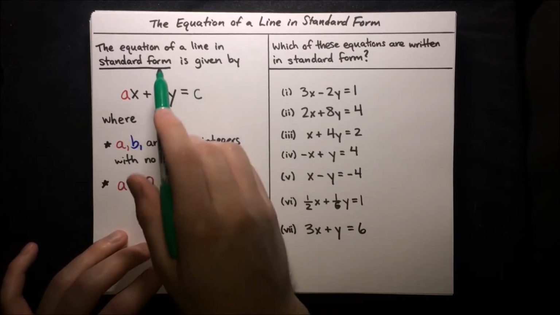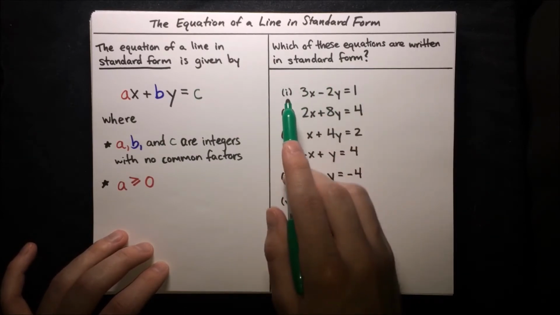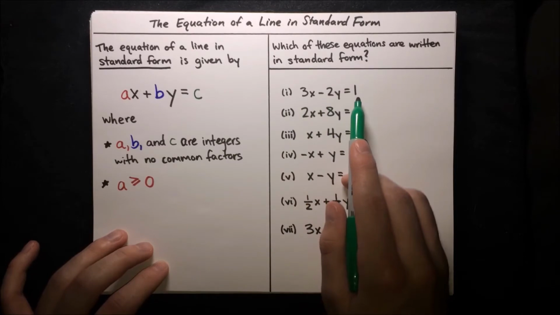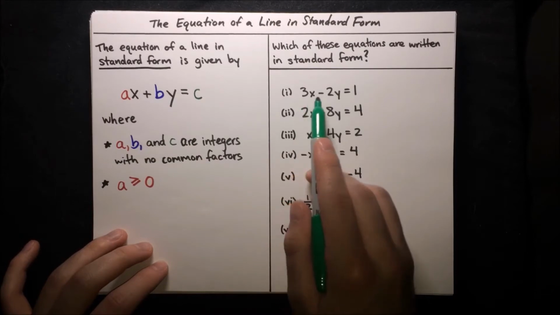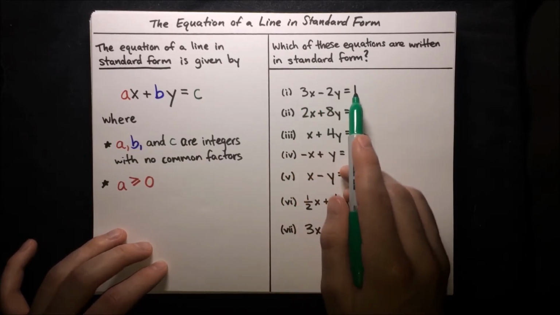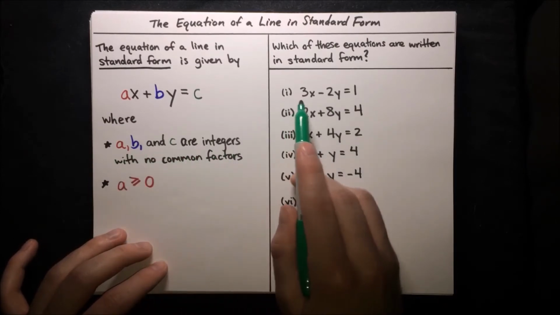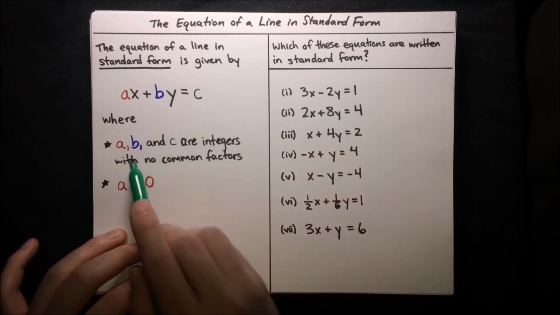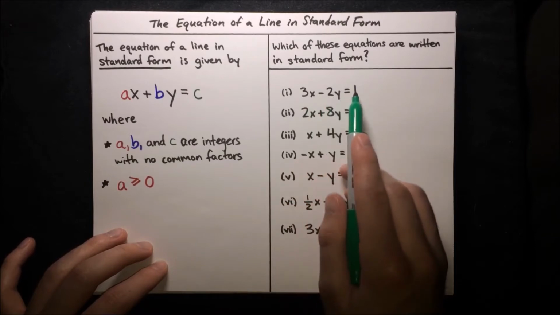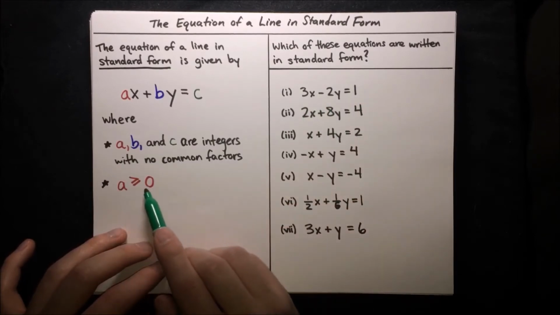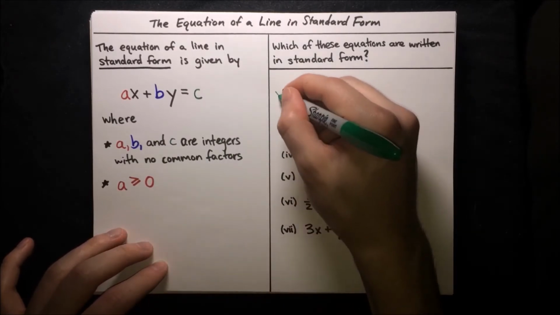So now that we know how standard form is defined, let's ask which of these equations are written in standard form. First equation, 3x minus 2y equals 1. We can see this takes the form ax plus by equals c, with a is 3, b is negative 2, and c is 1. So we just need to check these two conditions. First of all, are a, b, and c integers? Yeah, 3, negative 2, and 1 are integers. And do they have no common factors? Yeah, there's nothing that goes into all of 3, negative 2, and 1. Lastly, is a greater than or equal to 0? Well, a is 3, and 3 is greater than or equal to 0, so yeah, this is in standard form.